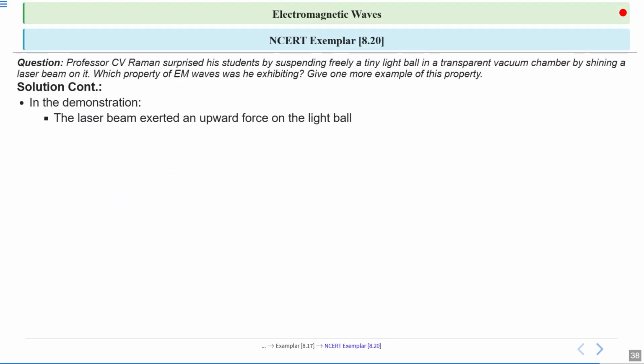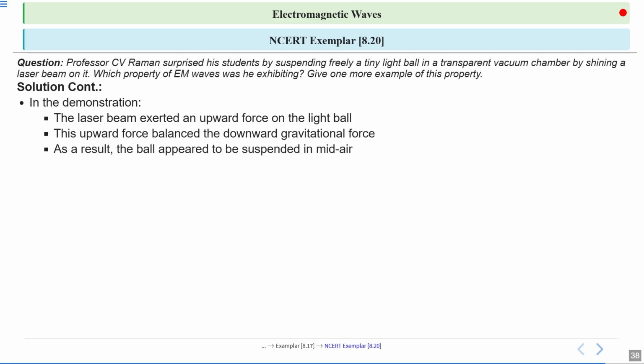So in this demonstration, the laser beam exerted an upward force on the light ball. This upward force balanced the downward gravitational force, the force due to its weight. Since it is a light ball placed in a vacuum chamber, the gravitational force is very, very small. We are incident-ing the laser beam on this light ball from the downward direction, so it will exert an upward force that balances the gravitational force. That's why the ball is suspended freely. As a result, the ball appears to be suspended in mid-air.